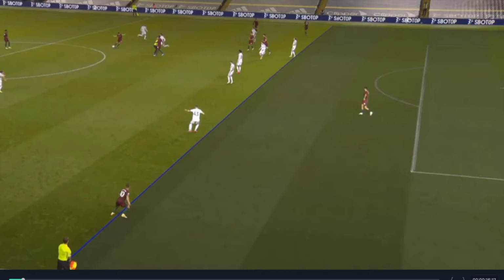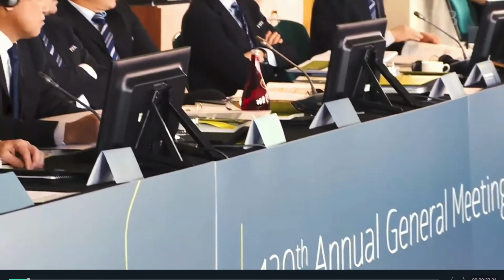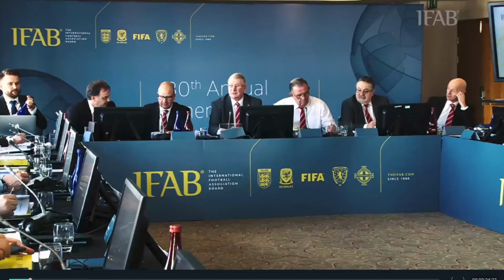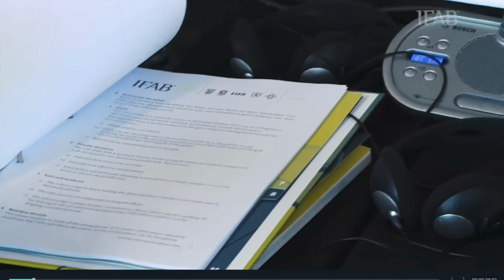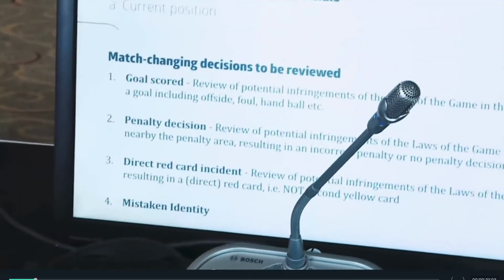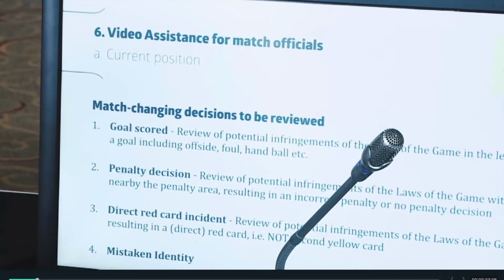Following extensive trialling in a number of major competitions, VAR was formally written into the laws of the game by the International Football Association Board, IFAB, on March the 3rd, 2018. Bit of a side note here, IFAB create the rules of the game of football, not FIFA, and IFAB is actually a lot older than FIFA. It's there because of a tradition thing.